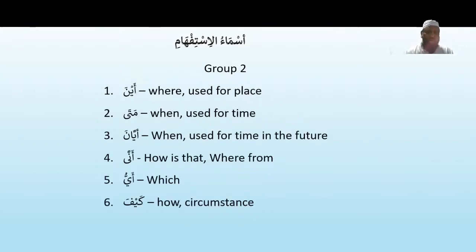Group number two are ayna, mata, ayyana, anna, ayyu, and kayfa. These will also take slots, and we can make these into more groups. We'll talk about these later in the lessons, as these isms often come with fail, so we talk about them when we do fail.